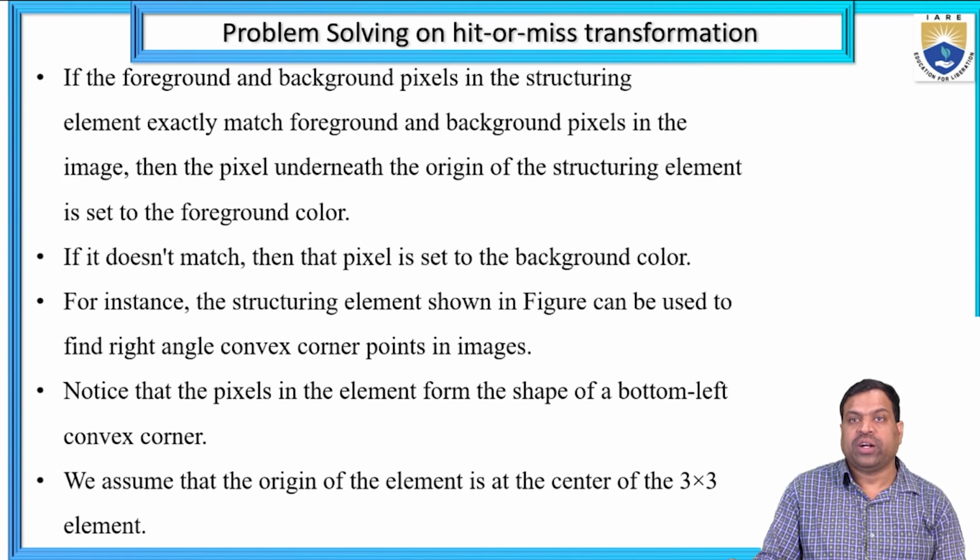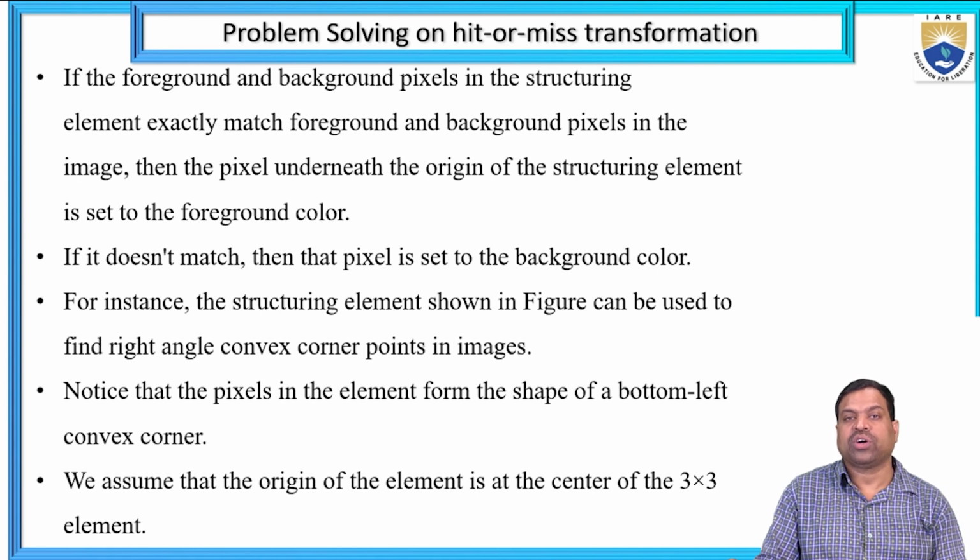If the foreground and background pixels in the structuring element exactly match the foreground and background pixels in the image, then the pixel underneath the origin of the structuring element is set to the foreground color. If it does not match, then the pixel is set to the background color. For instance, the structuring element shown is used to find the right angle of the convex corner point of the image.